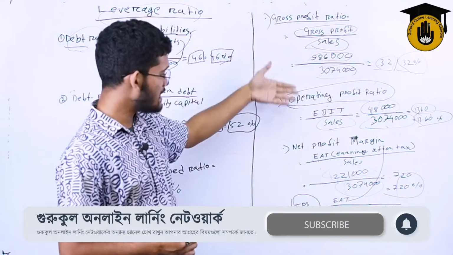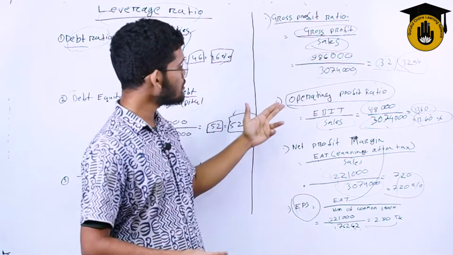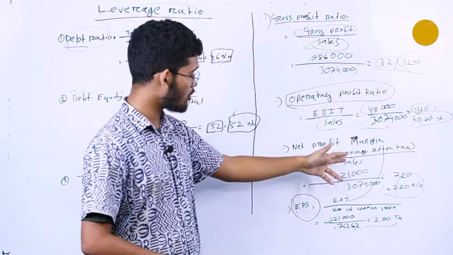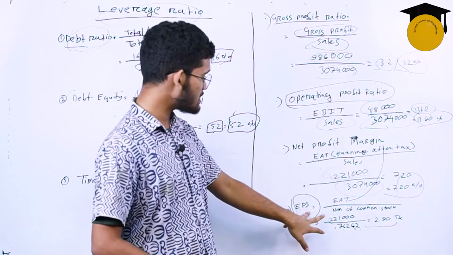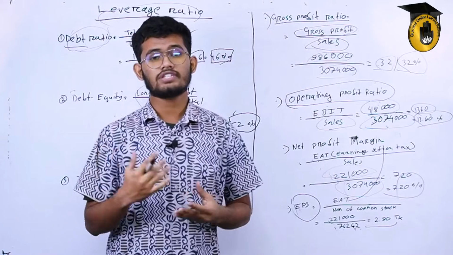These are just easy. These do not need any kind of explanation or comment. So, gross profit ratio, operating profit ratio, net profit margin, and EPS. EPS is earning per share. It requires a very small amount of definition, but we will go through it thoroughly in our next classes.